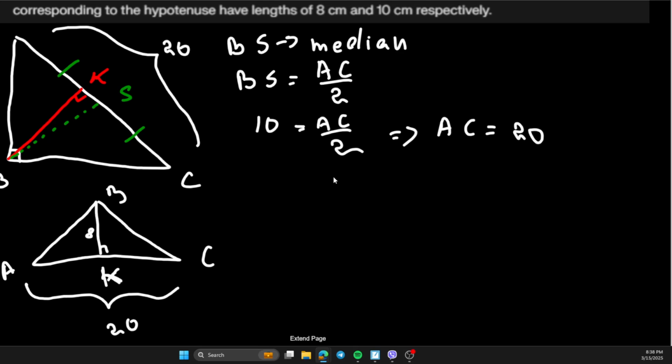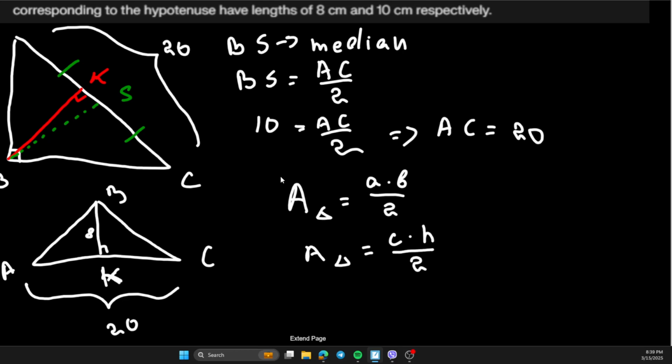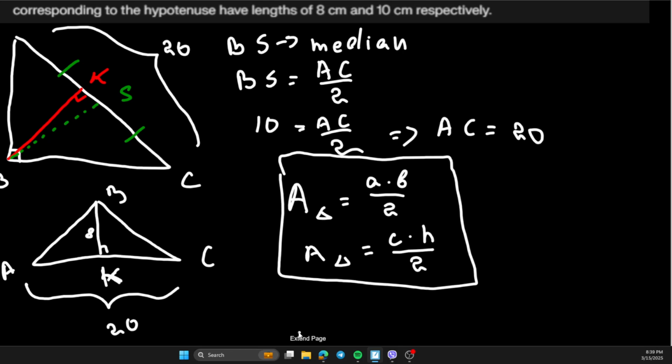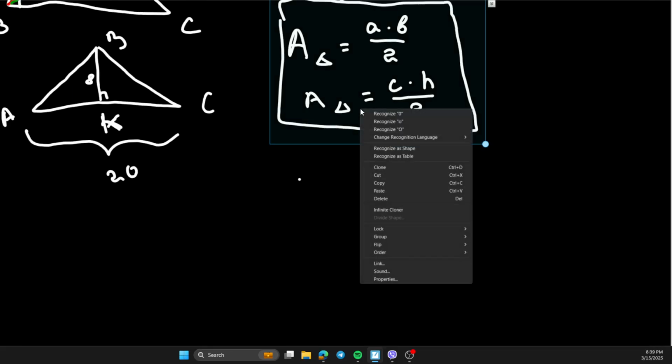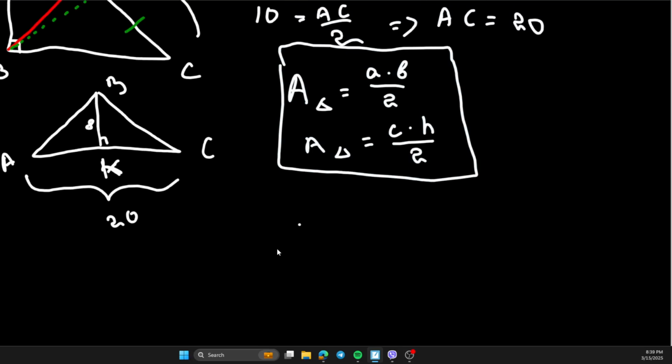Alright, so here are two formulas you also need to know. The area of the triangle can be one leg times another leg over 2, or it can also be the hypotenuse times its height over 2. I never knew that, so that's fun. Now you can just make them equal to each other. So you can say A times B over 2 is equal to C times H over 2.